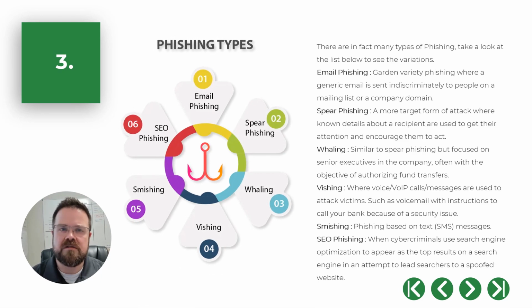So what are the different types of phishing? There are in fact many types. Take a look at the list below to see the variations. Email phishing is garden variety phishing, where a generic email is sent indiscriminately to people on a mailing list or a company domain. Spear phishing is a much more targeted form of attack, where known details about a recipient are used to get their attention and encourage them to act.